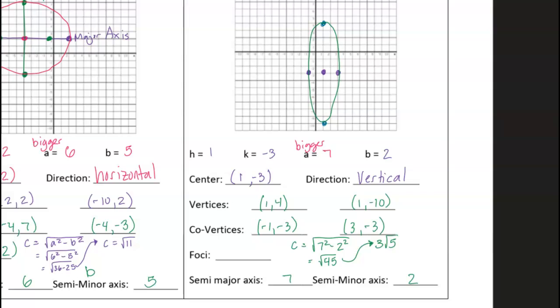Now, remember, our foci are on our major axis. So, are my H values or my K values going to be the same this time? Which one's going to remain the same? H, right, yes. Your foci are going to have the same H value as the center. So I keep the H value the same, and this time I'm adding or subtracting the C from the K value.